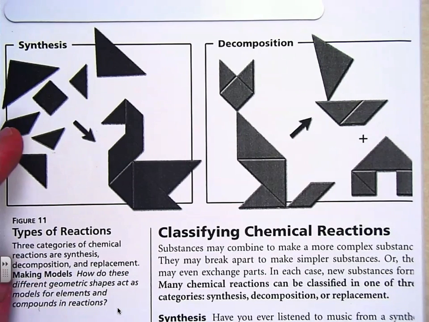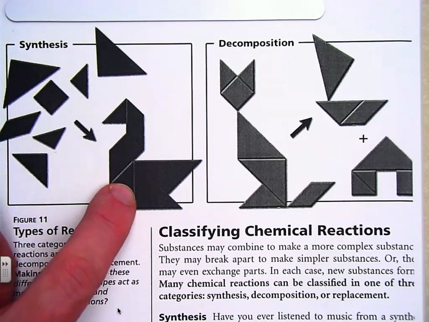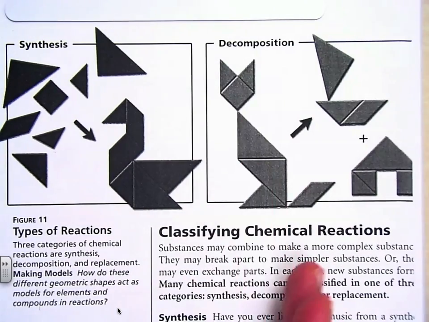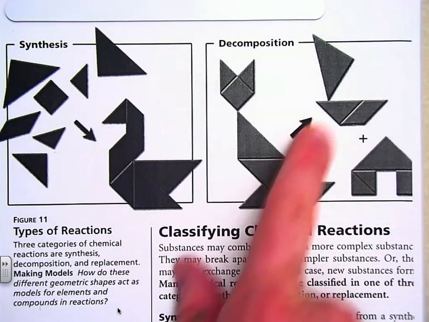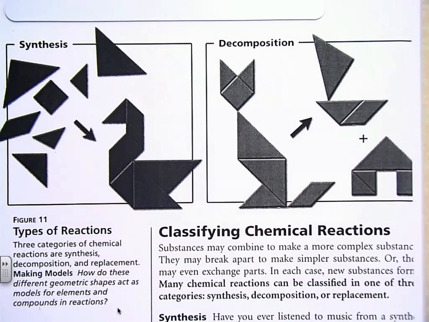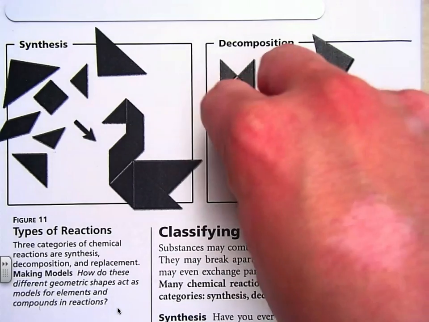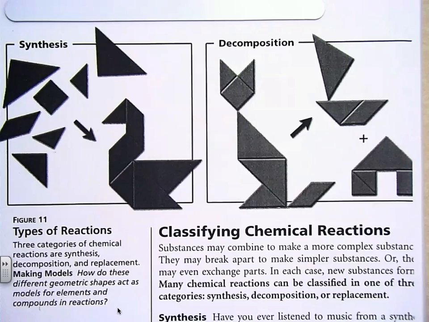See, synthesis means to make something from many parts. Here, many parts are coming together to make the duck. Synthesis. Decomposition means to break down from a complicated thing into simpler parts. So here we've got a cat, and it breaks down into the different parts of the cat in different ways. So decomposition. So from complicated to less complicated, and from less complicated to complicated. Synthesis and decomposition. Let's read.